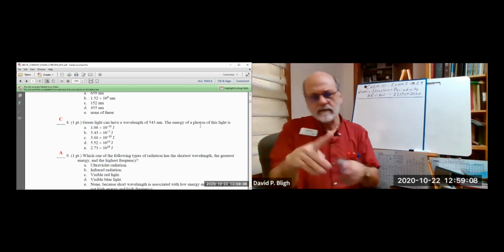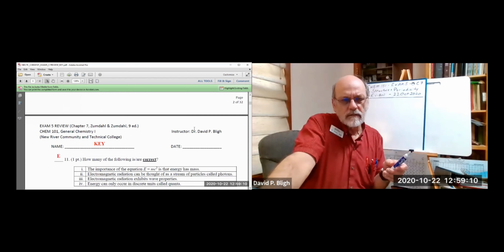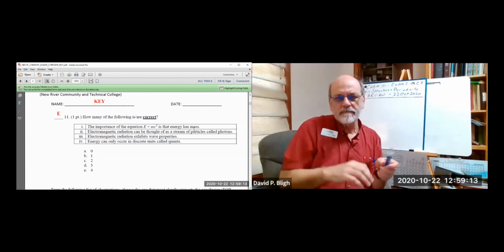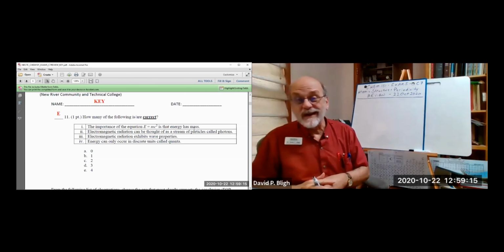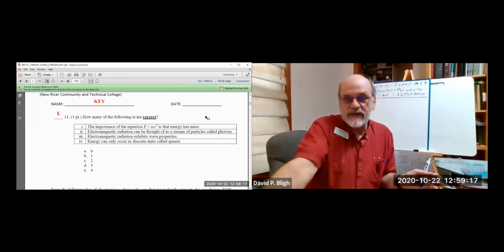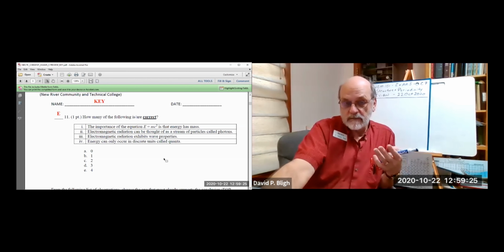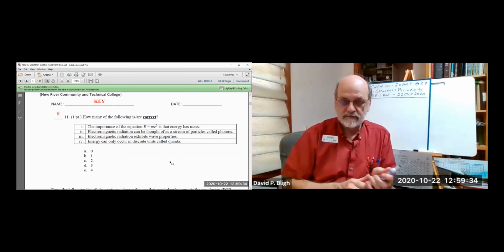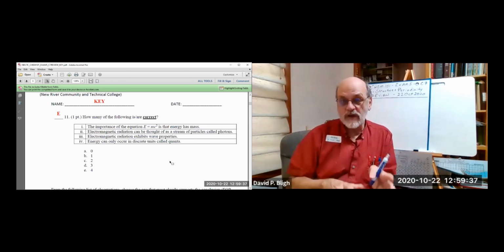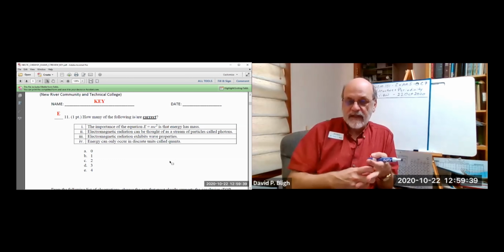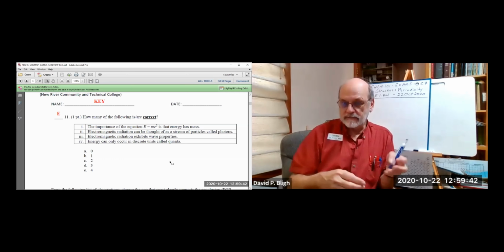Number 11. How many of these following statements are correct? We can just reason this one out. Okay, so the first one, the importance of the equation E equals mc squared is that energy has mass. Is that true? As a matter of fact, it is true. That's the whole meaning of that equation, E equals mc squared. Energy and mass are equivalent.